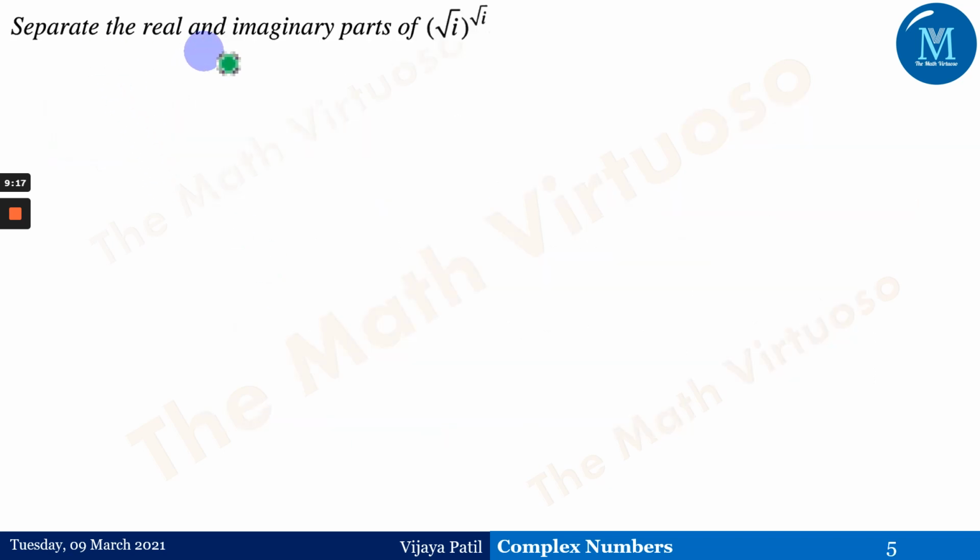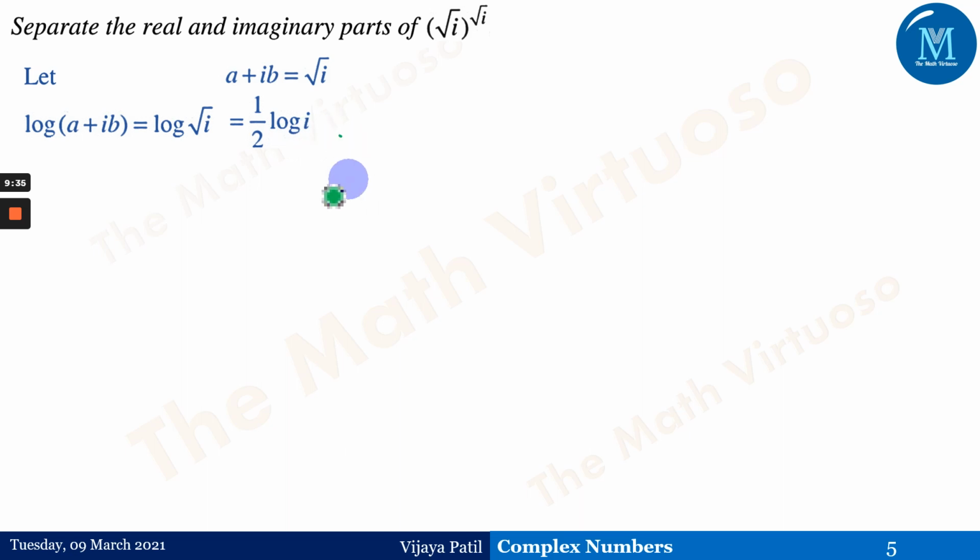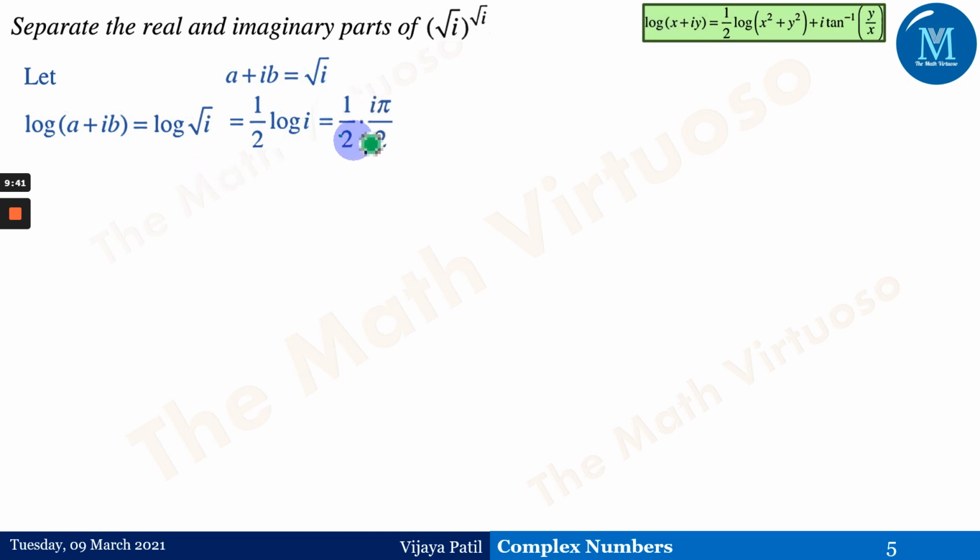Now again, separate the real and imaginary parts of square root of i to the power square root of i. Let a plus ib equal square root of i. Therefore log of a plus ib equals 1 by 2 times log of i, which is nothing but 1 by 2 times i times pi by 2.